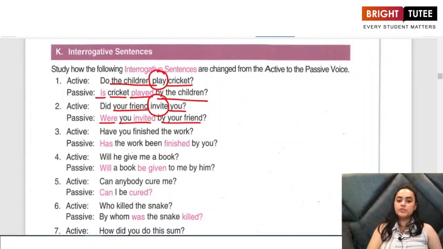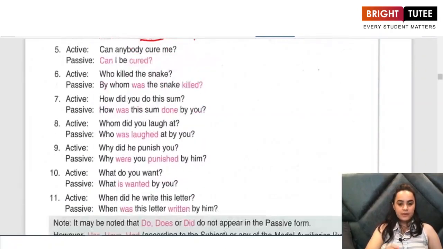Have you finished the work? You is the subject, finished the verb, the work the object. So, has the work been finished by you? Will he give me a book? Will a book be given to me by him? Can anybody cure me? Can I be cured by anybody or without anybody?